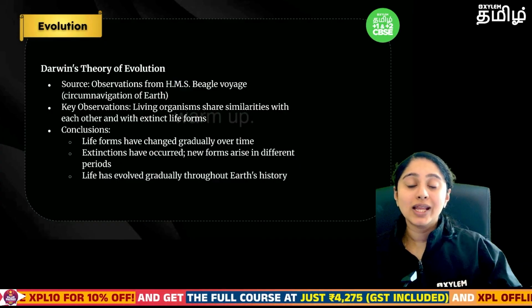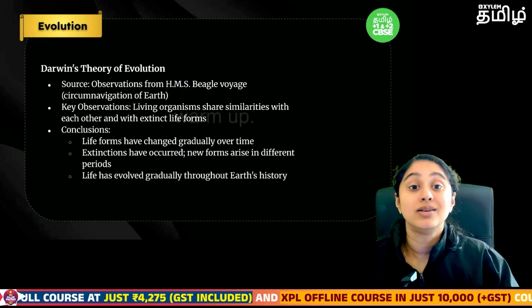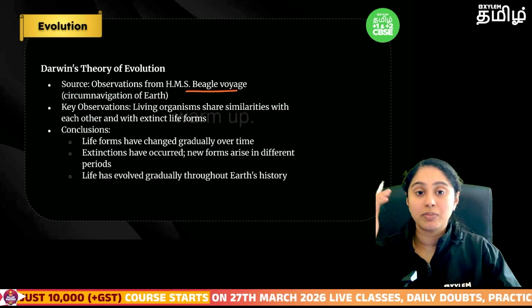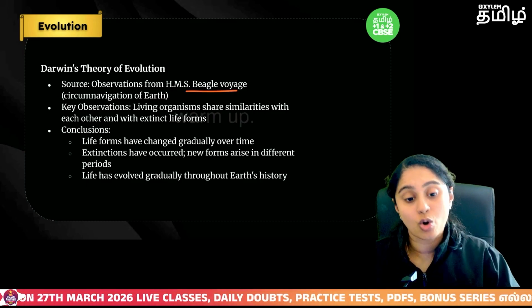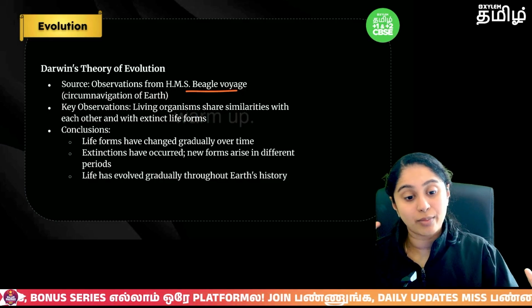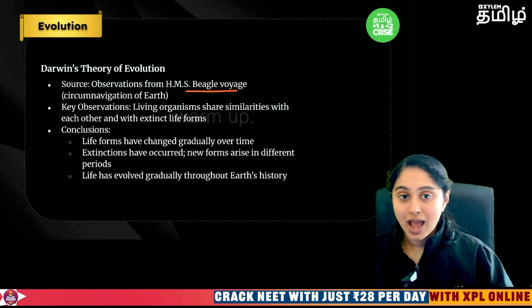Now later on there was a scientist called Darwin. What Darwin did was he took his ship called the HMS Beagle. So he went on a voyage. He said, okay, I'm going to find out whatever happened in the world, and he left.